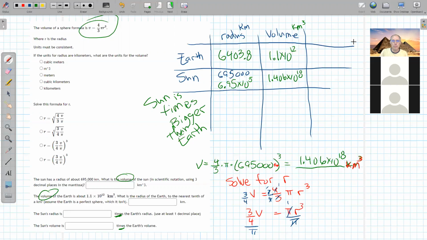Would I have got it wrong? I went 695,000 divided by 6403.755, and I got 108.53 times the Earth's radius. Okay, let me catch up to you there. Okay. So what I'm going to type into my calculator in a second is, I don't really need the scientific notation for the radius because they're not too big. I want to take the sun, 695,123, and divide by the Earth, 6403.8. And that'll tell me how much bigger the top number is than the bottom number, right? I'm trying to figure out how many times the Earth goes into the sun in terms of the radius.